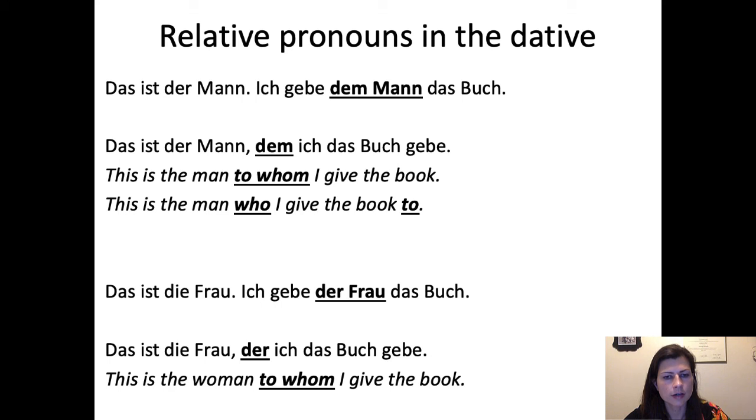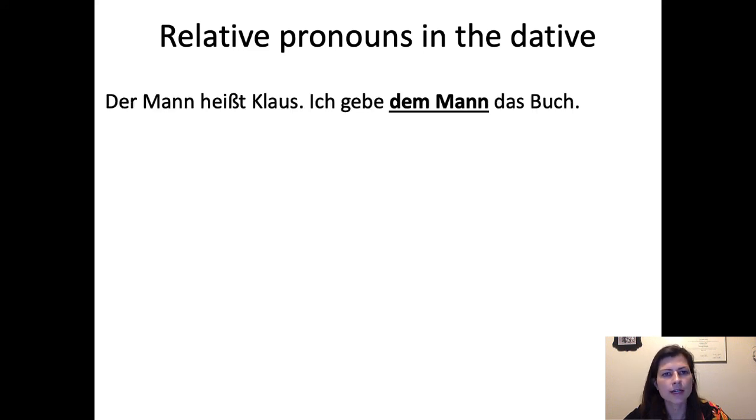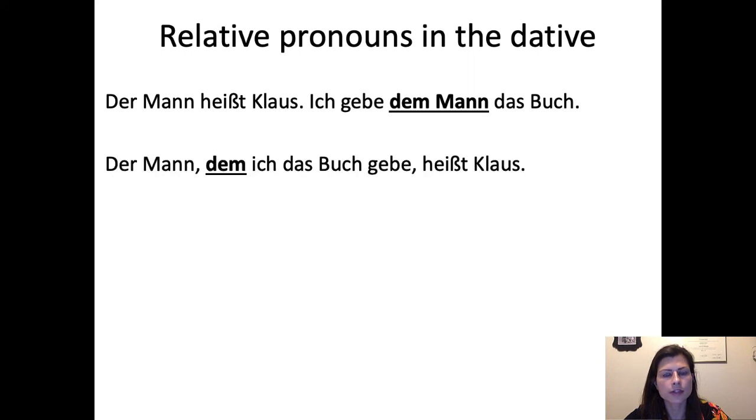Das ist die Frau, der ich das Buch gebe. This is the woman to whom I give the book. So der is going to be our feminine dative relative pronoun. Or you could also say, this is the woman who I give the book to, either way. Der Mann heißt Klaus, ich gebe dem Mann das Buch. Same thing, but we're just going to have our relative clause sort of in the middle of our main clause, which you can do. Der Mann, dem ich das Buch gebe, heißt Klaus.